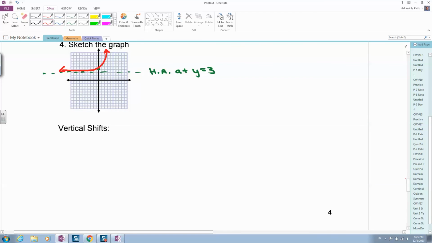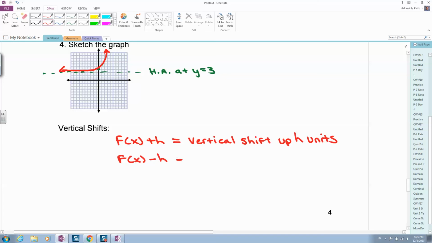So when you're talking about vertical shifts, this is where the number is being added or subtracted outside of the function. So this is a vertical shift up 2 when you add 2 to the function, or add whatever units to the function. And if you subtract, it's a vertical shift down.